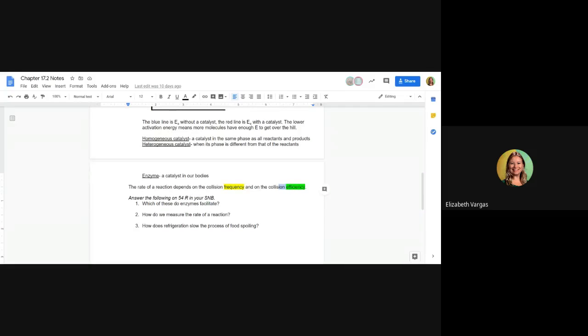How do we measure the rate of the reaction? I'm going to let you guys think about that. We talked about it at the beginning, and some of you guys weren't here yet. So I am recording, so I'll post this so you guys can watch that part. How do we measure the rate? And that is a really good question too. How does refrigeration slow the process of food spoiling? Does anybody want to put that in the chat?